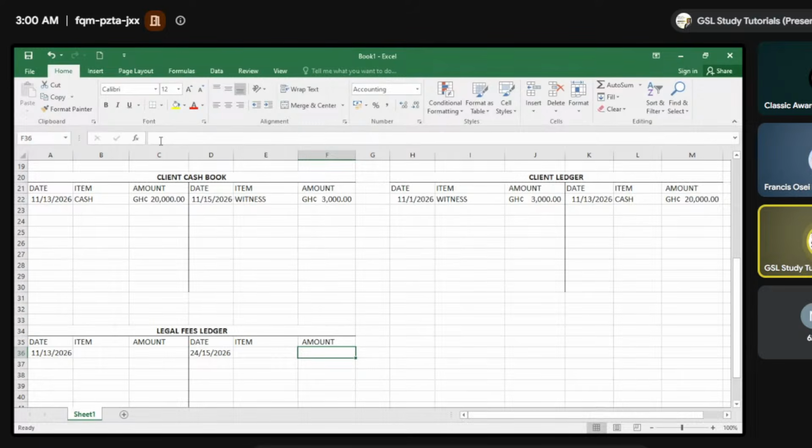So we are doing 1,005 here, and then the item is legal fees, or whatever. Let's manage fees. Then we'll come here. If it is credited, we'll come and debit here. The date is 24th.